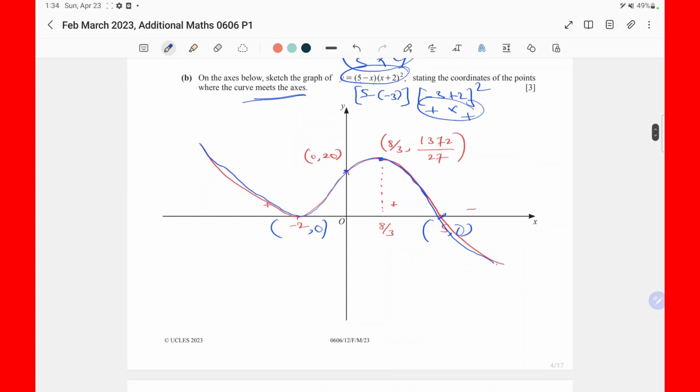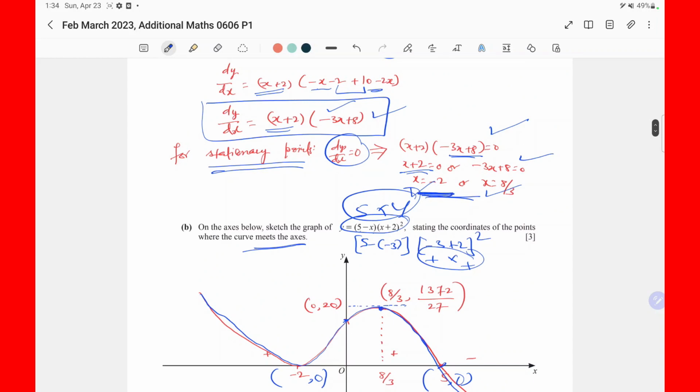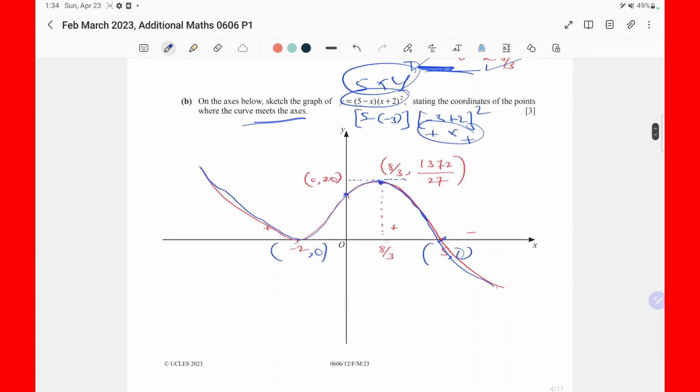Now this is the stationary point, okay? This is your stationary point, like 8 over 3 comma 1372 over 27. And one stationary point is this also, because here we found the stationary points are minus 2 and 8 over 3. So one is this and one is this. Okay, and this is 0 comma 20, right? This 0 comma 20 is here. This is 0 comma 20, okay, this point. And this is 1372 over 27.